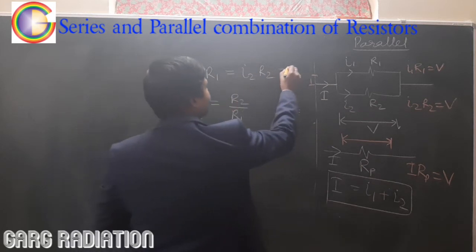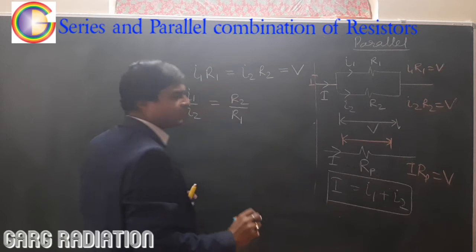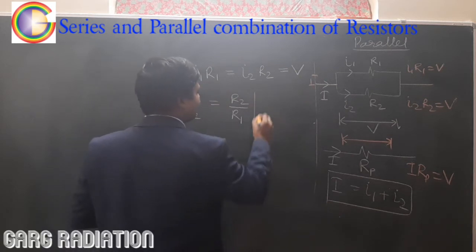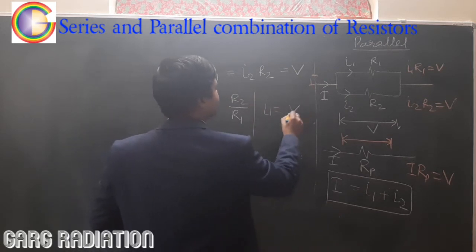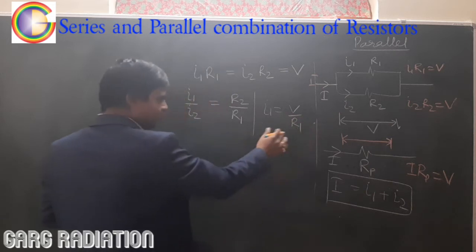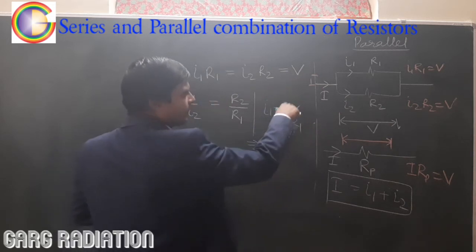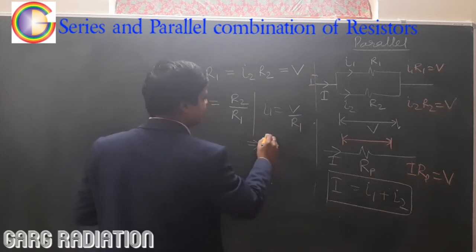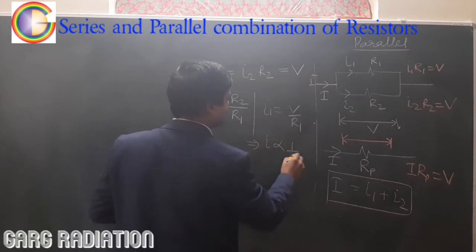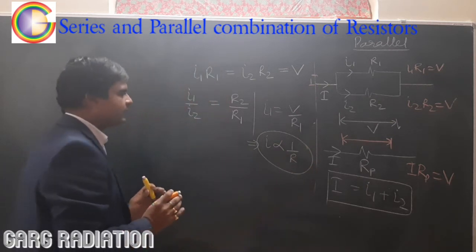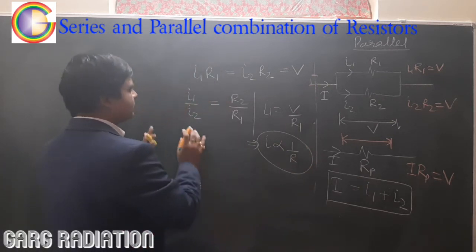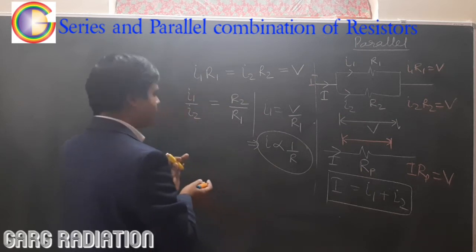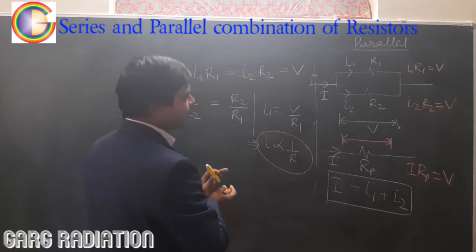You may also see that all of these are equal to V. So I1 is basically equal to V by R1. So you can see here in parallel combination, because voltage is constant, current and resistance are inversely proportional to each other. Current and resistance are inversely proportional to each other. Based on this, we can derive a formula. Okay. So how can we derive a formula?